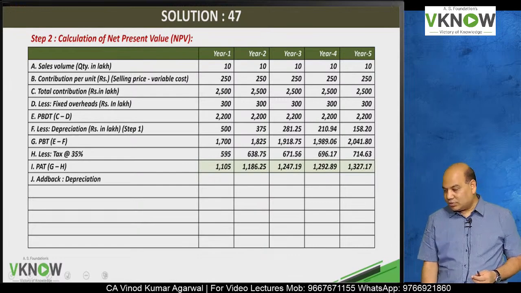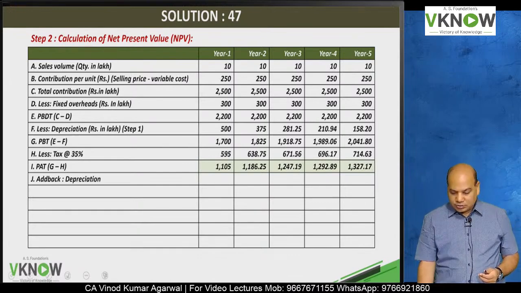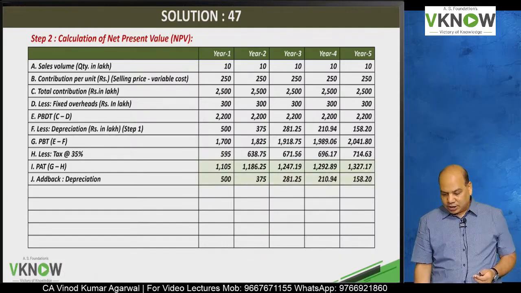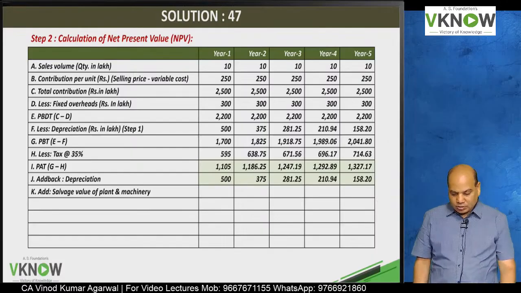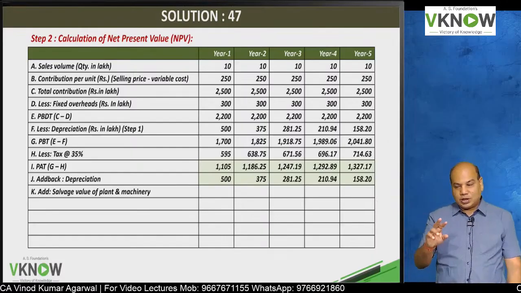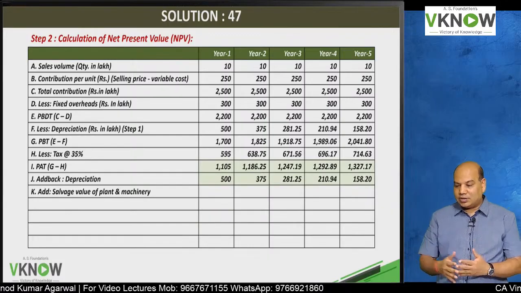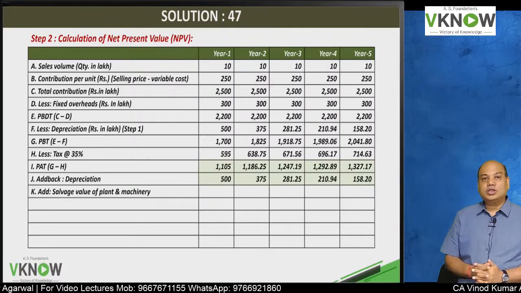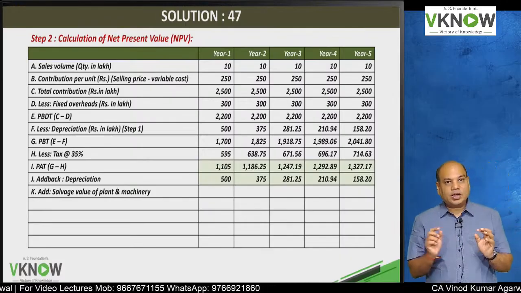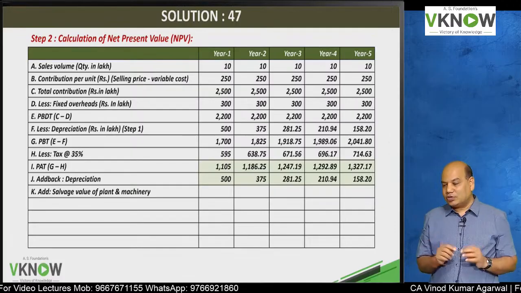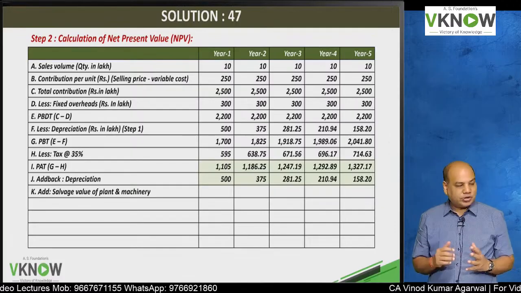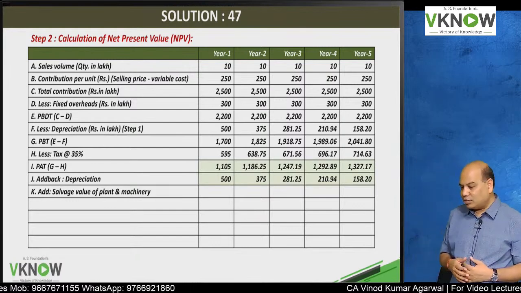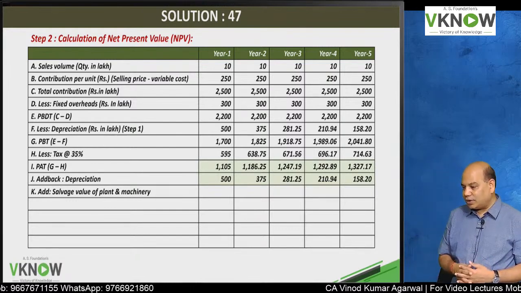Add back depreciation. So this is your depreciation. PAT plus depreciation will give you CFAT. Plus, add salvage value of plant and machinery. In the first paragraph, second line, salvage value is given. In which year are you going to write salvage value? 1, 2, 3, 4 or 5? Answer please.